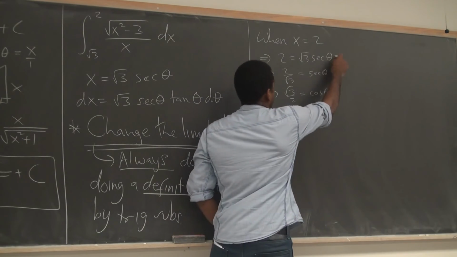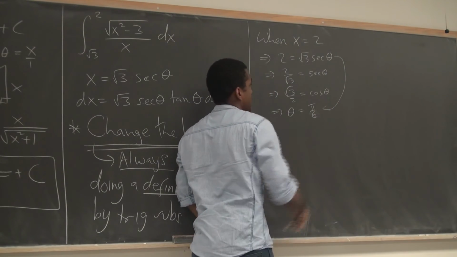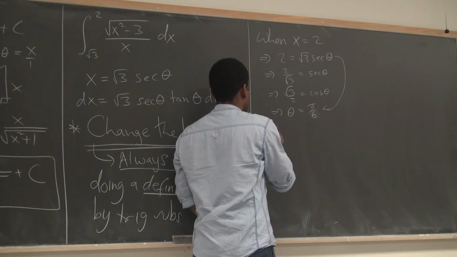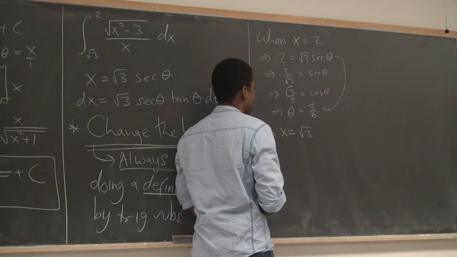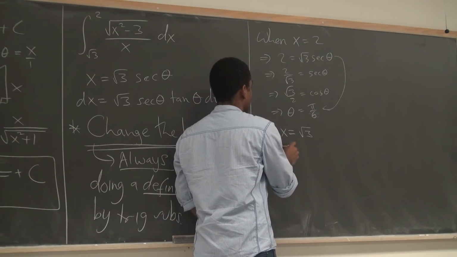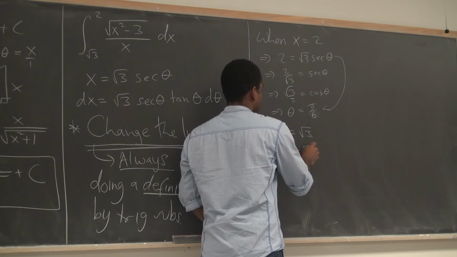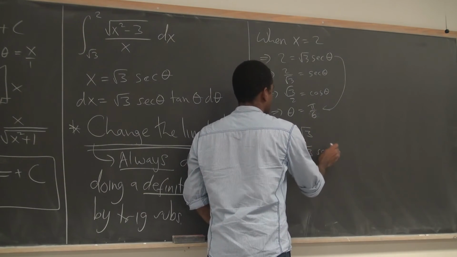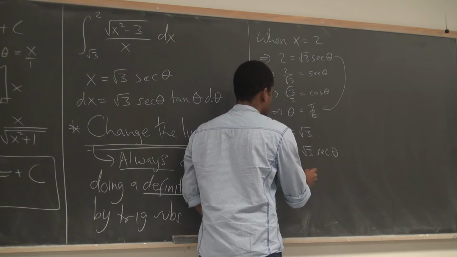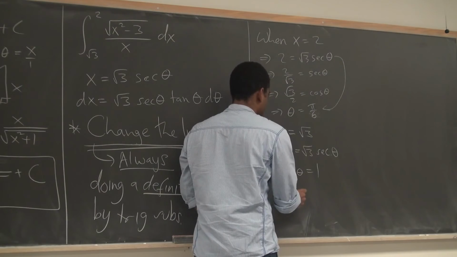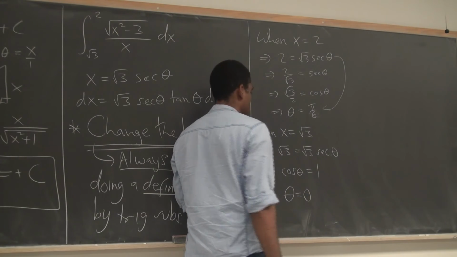All right. Remember, in the cosine, there's 3, 2, 1. The 3 happens in the first one, which is the 30 degrees, which is pi over 6. So you should probably be able to jump from here to here in your head, but you can write this out if you want. When x equals radical 3, what do we have? This means radical 3 is equal to radical 3 secant theta, which means that cosine theta is equal to 1, which is theta equals 0.